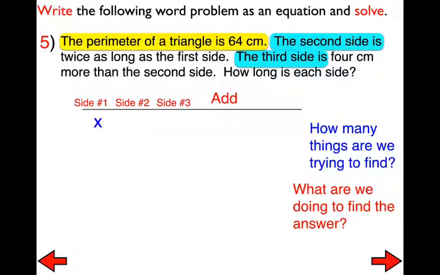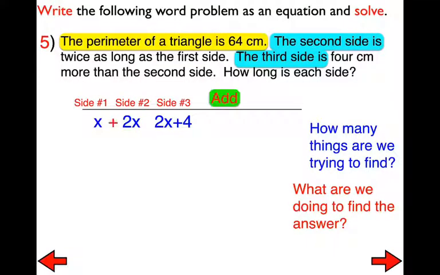The second side is twice as long as the first side. Twice something means 2 times that something. Therefore, side number 2 would be 2x. The third sentence says the third side is 4 more than the second. Well, the second is 2x. So that makes the third side 4 more than means something plus 4. But this is the second side, so that would make the third side 2x plus 4.